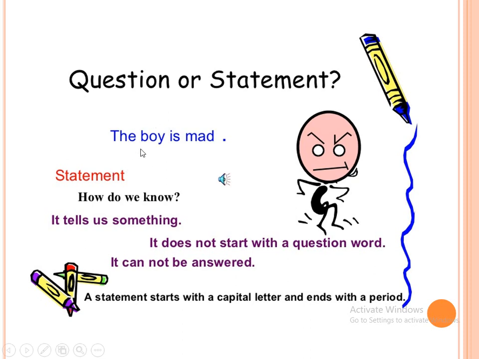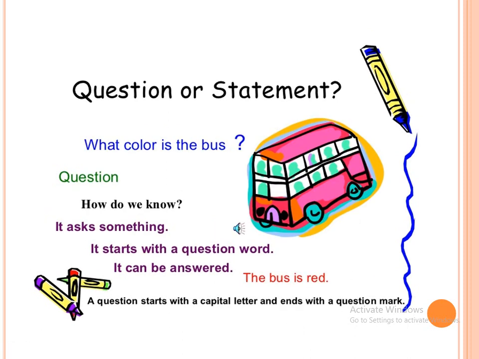I start here and said, the boy is mad. The boy here, yeah, it's a noun. And this sentence is telling me something. So, this sentence is a question or statement? Statement. Very good. Excellent. Now, let's go to the next sentence here.